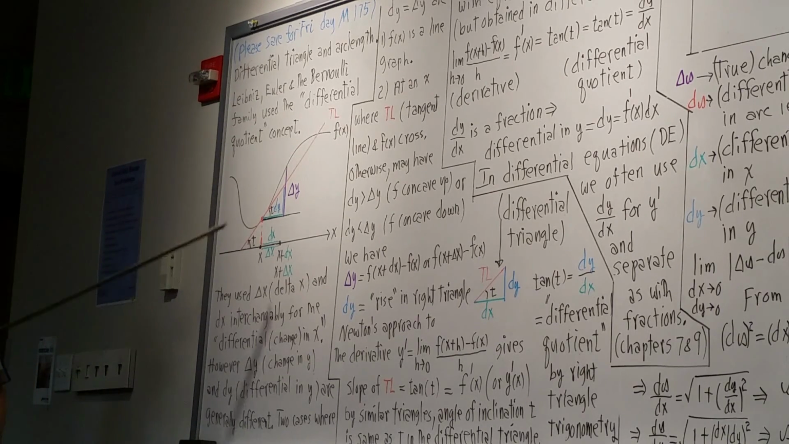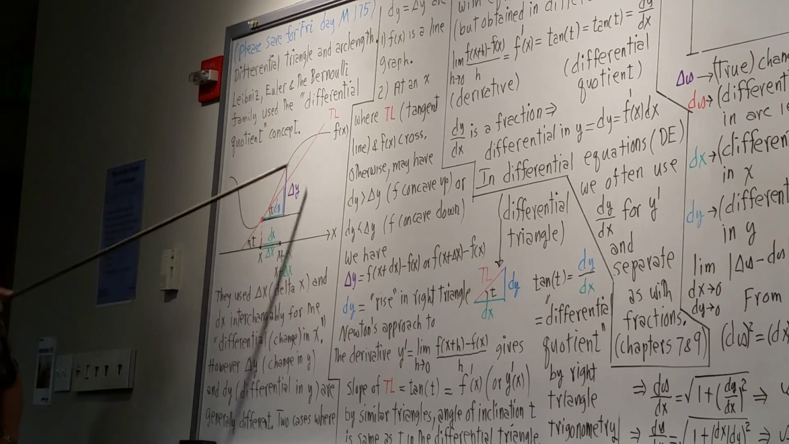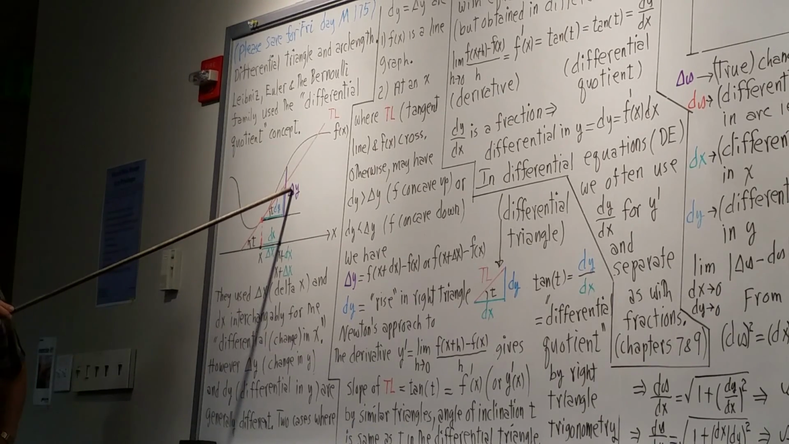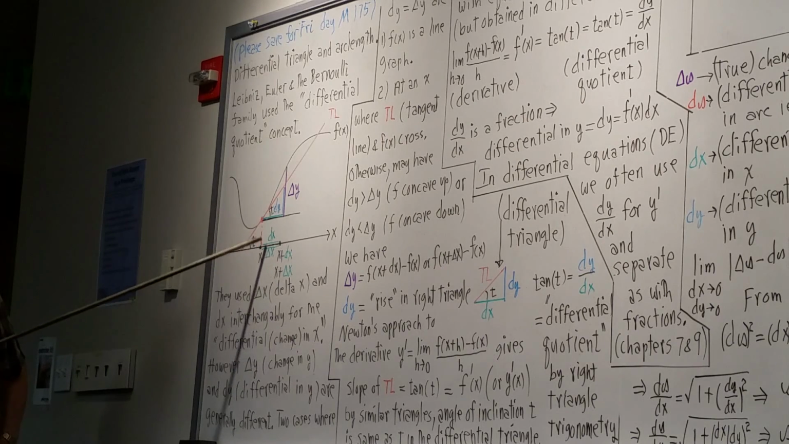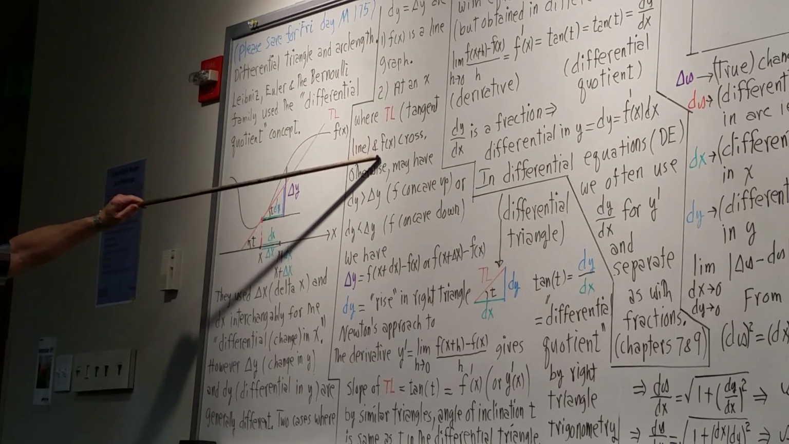The only time they're equal is if your curve is a line graph, so then the tangent is the same as the curve, or at a point where the tangent happens to cross the curve. But most of the time, the delta y and dy are different, but the dx and delta x are the same. They're just the distance from where you started to some point where you're looking at the changes in the function. And so I've written that down over here.